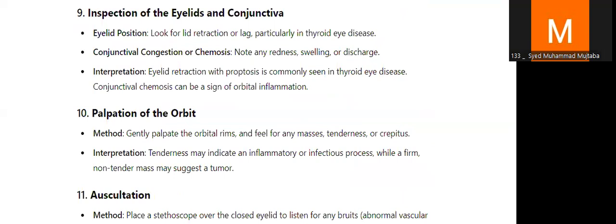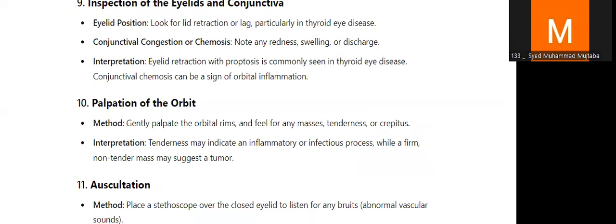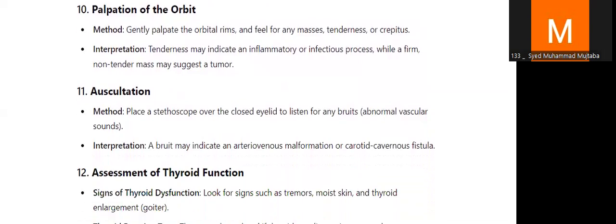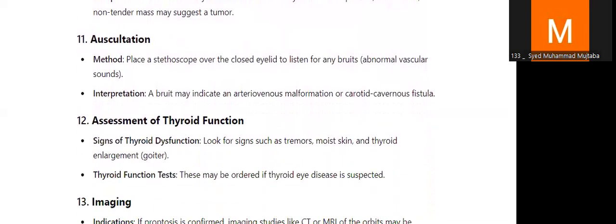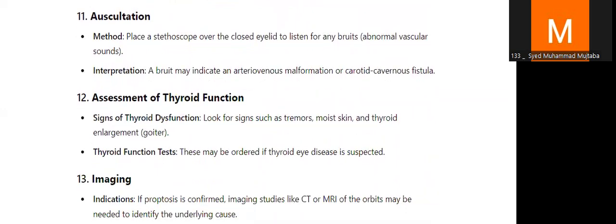Now, you will be palpating the orbit to see if there is any cavernous fistula or any visible vascular malformation. Then you will auscultate using the back of the stethoscope for any bruit, and you will follow it with thyroid stimulation, the TSH test, to detect the level of thyroid hormone function.